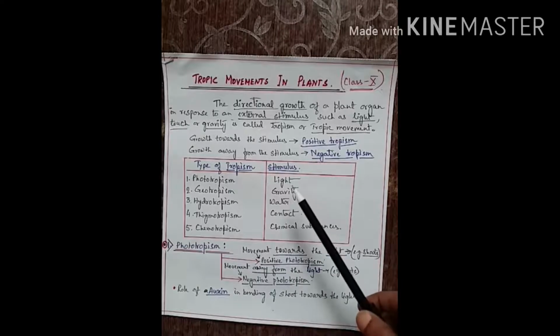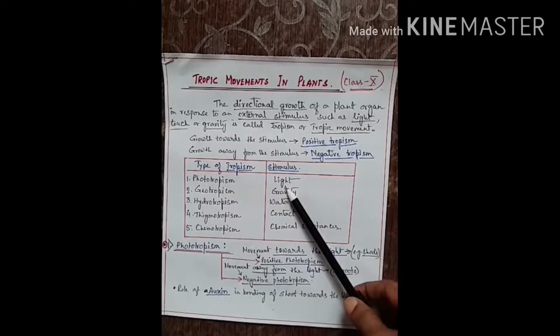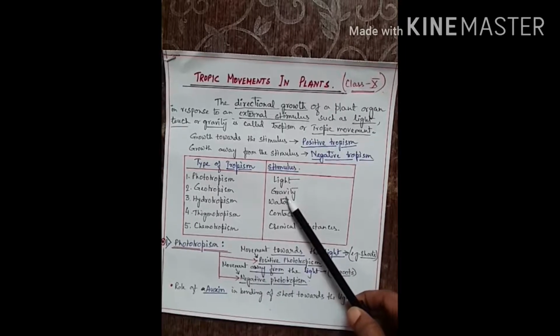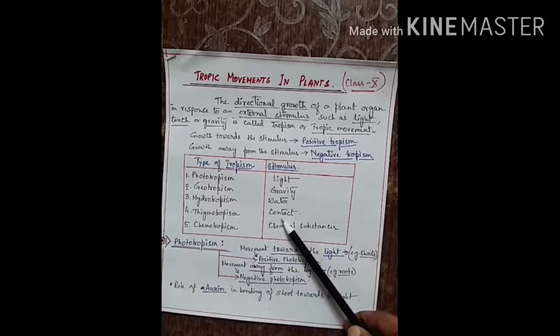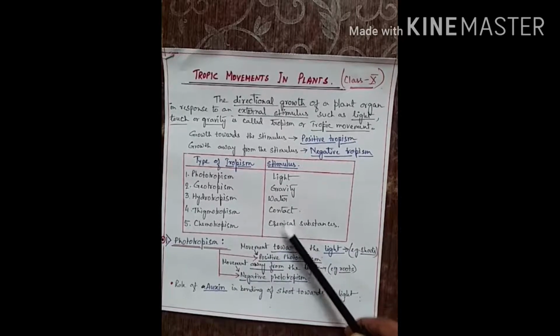Phototropism, when the plants grow towards or away from the light, or when the stimulus is the gravity, is called geotropism. Hydrotropism, when the stimulus is the water. When the plants respond to the contact, then it is called thigmotropism. And last one, when the external stimulus is some chemical, then it is called chemotropism. So 5 different types of tropic movements you will learn.